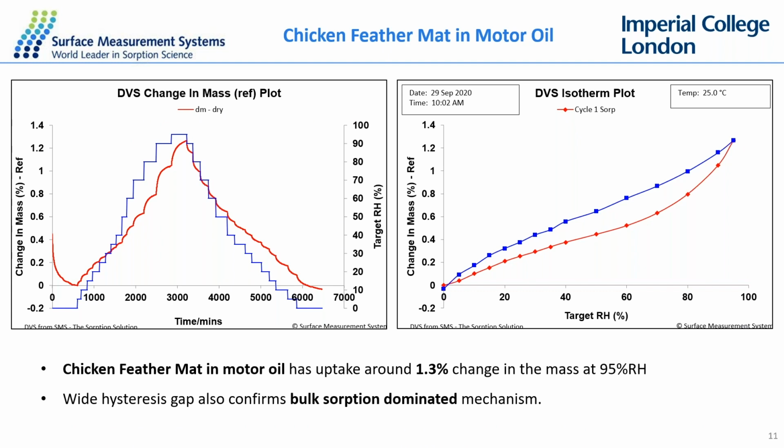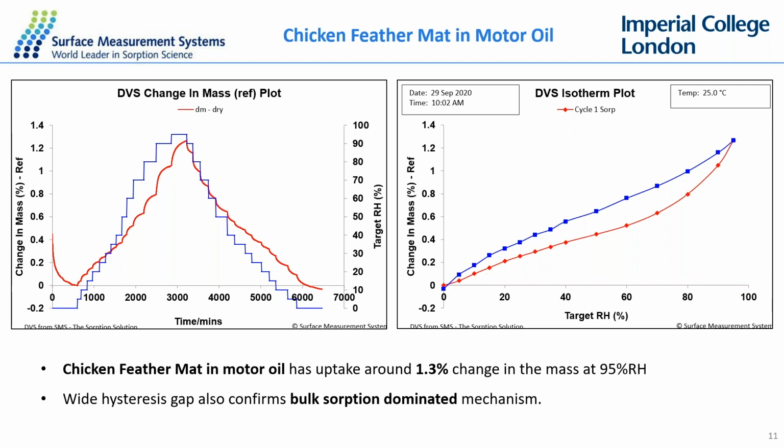For the result obtained for our chicken feather mat in motor oil, the blue line we have here is the target relative humidity of each step. So we changed the humidity step by step from 0 to 95% relative humidity, in 5% steps at the low relative humidity range and 10% at the higher relative humidity range. The plot here is the mass plot showing the kinetic information, and then also the water isotherms.